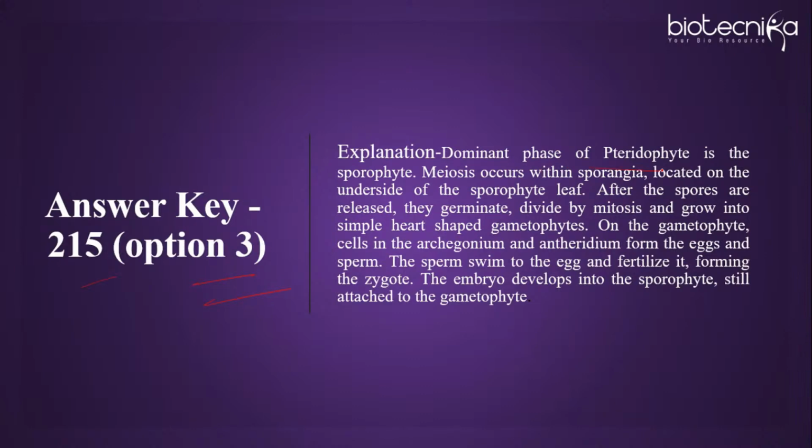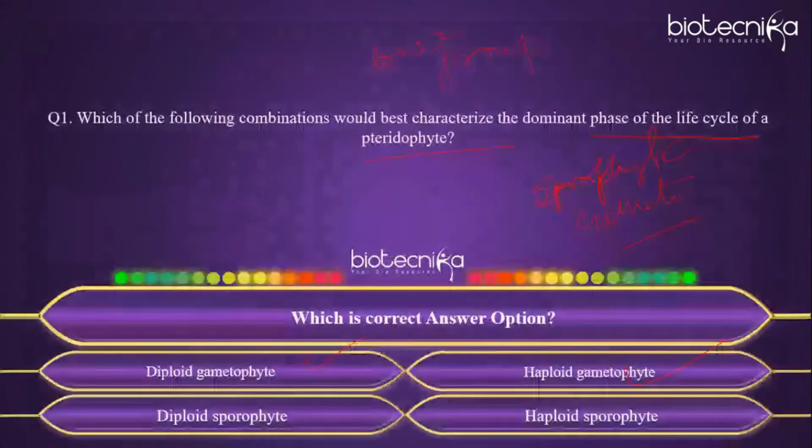So the dominant phase of pteridophyte is the sporophyte. Why is it so? Exactly, Ashwin, it's C or option 3, because pteridophyte is a complex land plant, so it's not really having the features that a typical cryptogam bears. Meiosis occurs within sporangia located on the underside of the sporophyte leaf. After the spores are released, they germinate, divide by mitosis and grow into simple heart-shaped gametophytes. On the gametophyte, cells in the archegonium and antheridium form the eggs and sperm, and the sperm swim to the egg and fertilize it.